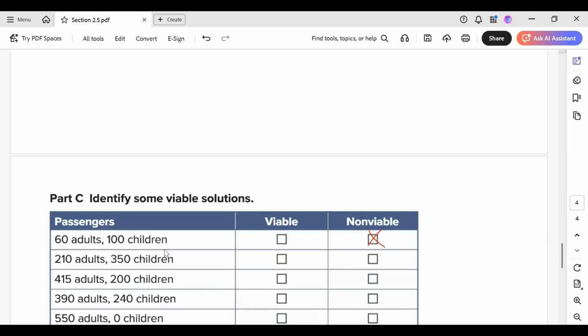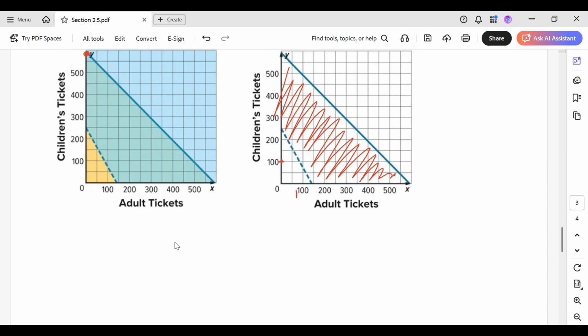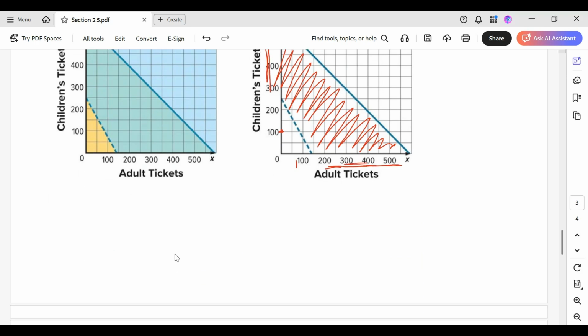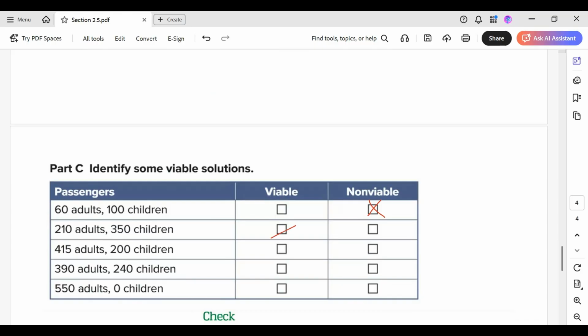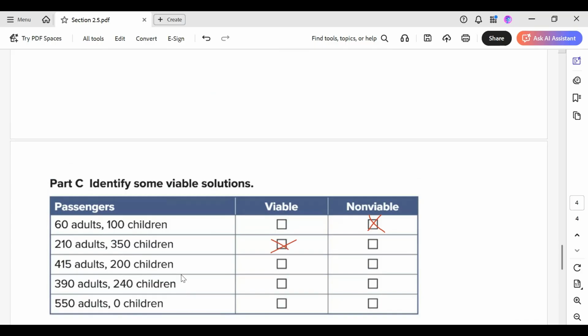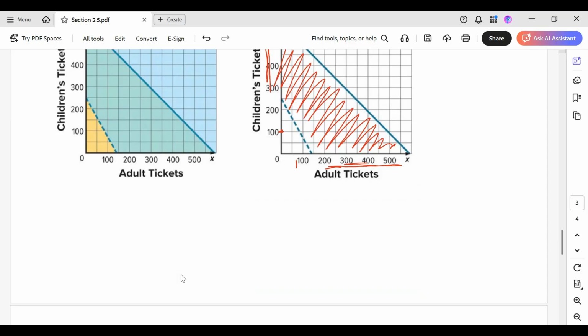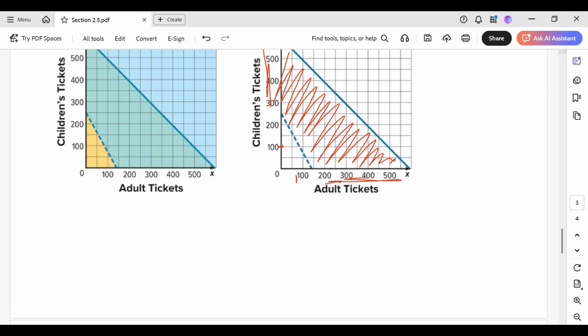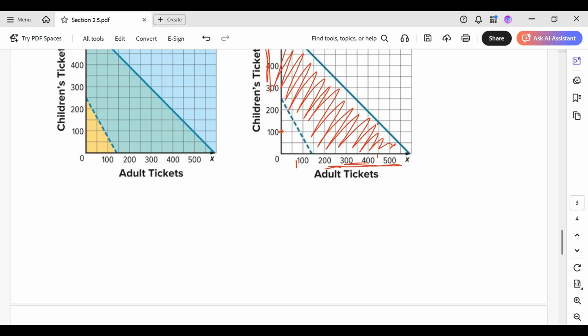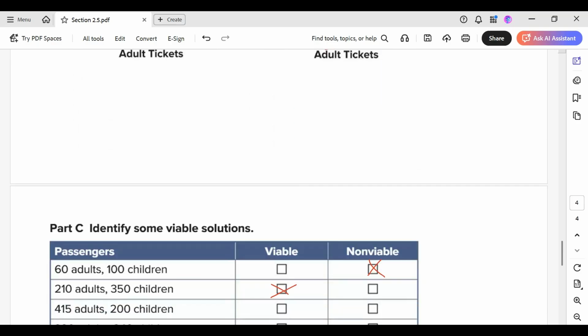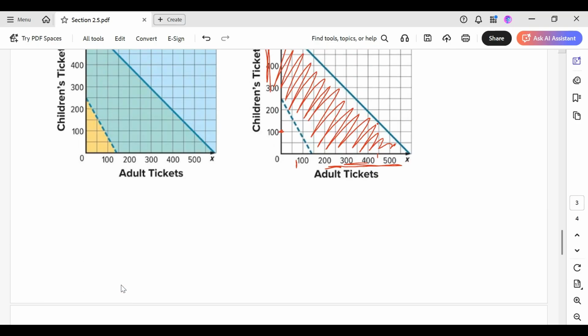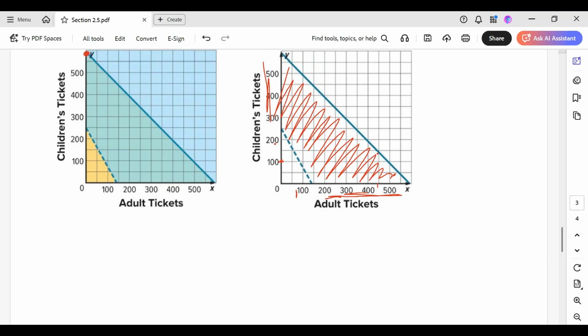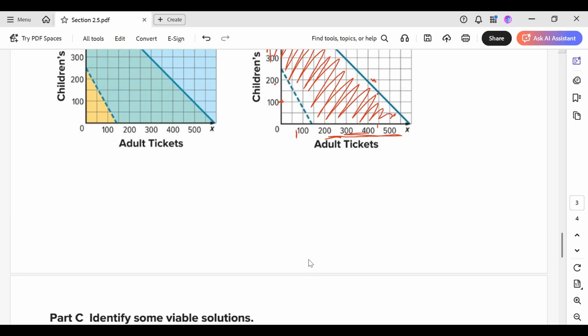Next, 210 adults and 350 children. 210 falls in the grouping here and 350 falls in the grouping here, so it is viable. Then 415 adults and 200 children. Yes, here's 415, but it said we had a total of 200 children. When we look at our graph, here's 200. If I go over to 415, it's about here. That's where that point is, above the region, so it's not a viable value.